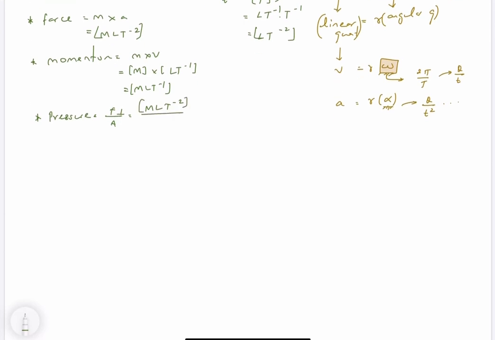What is the area? Area is nothing but the amount of space that something occupies. Let's say I have a square here of side A. What is the area of the square?